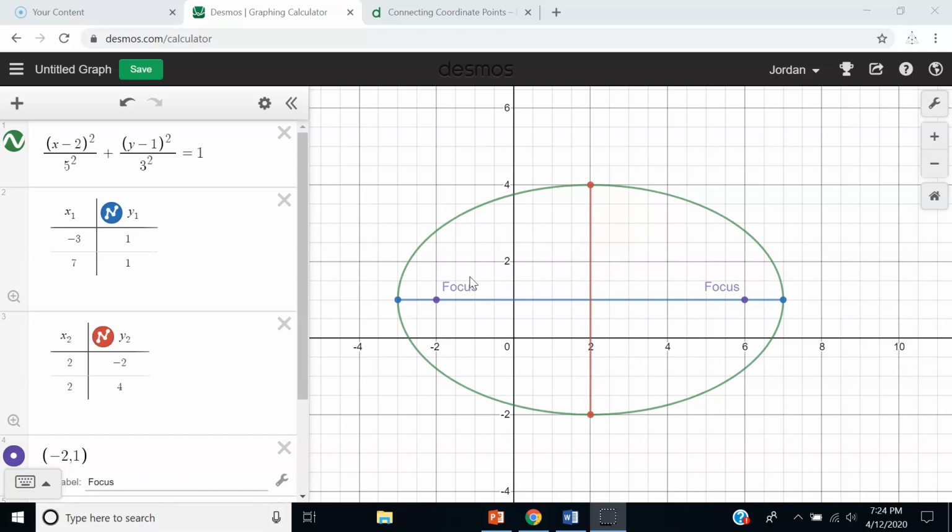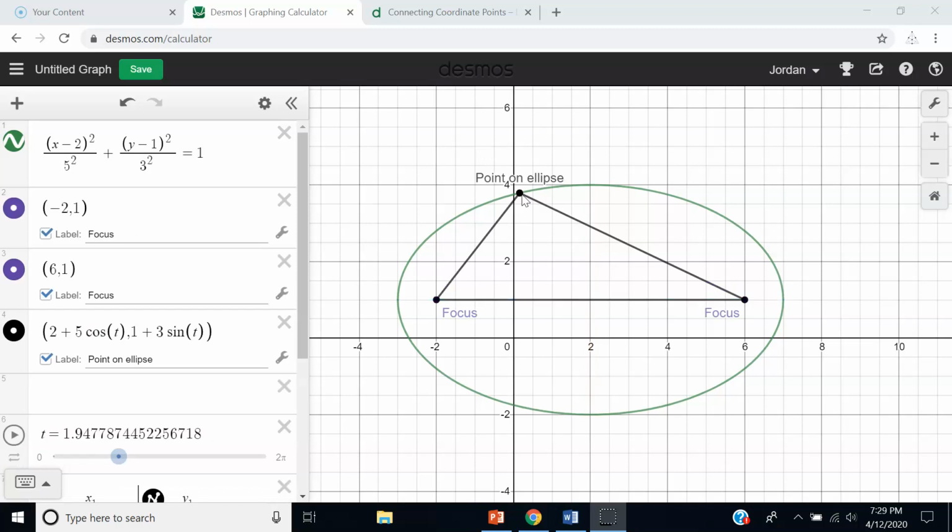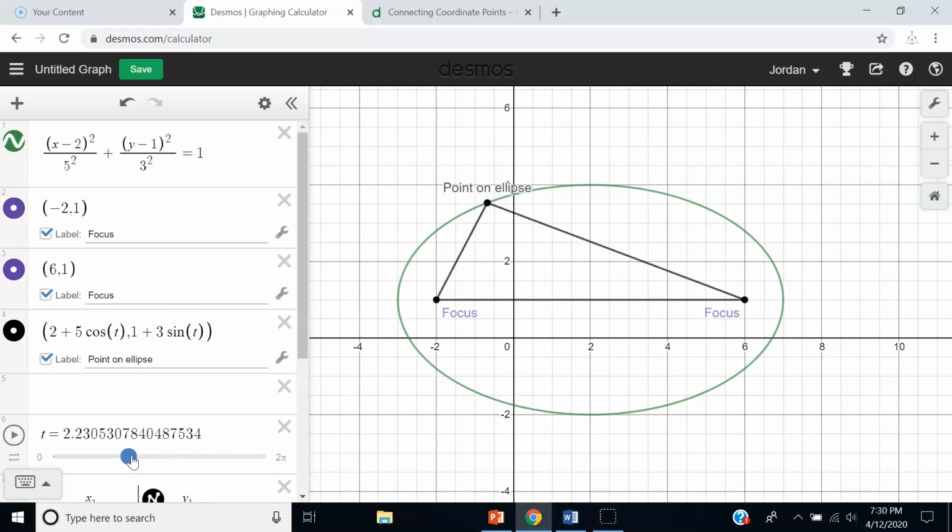Now the other unique thing about the focus is how it deals geometrically with points along this ellipse. So let me explain what I mean by that too. What I've done is I've created a triangle where the 2 foci are 2 points on the triangle, and the third point on the triangle is a point on the ellipse. And I've used a slider to move that point on the ellipse to various places.